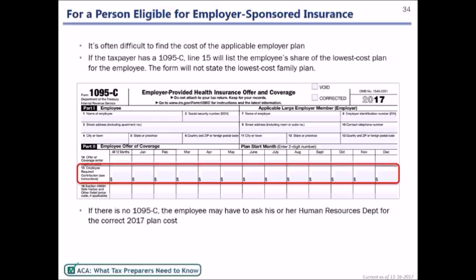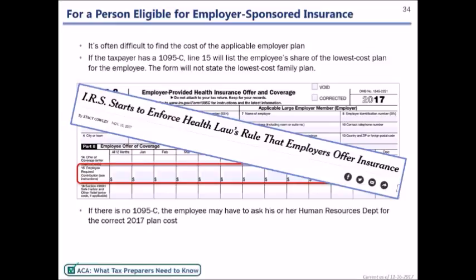And the 1095-Cs, I think, will start to get a lot better, because there was just this headline in the New York Times: the IRS starts to enforce health law's rule that employers offer insurance. So the IRS is now sending out notices from 2015, yes, 2015, to employers whose employees qualified for premium tax credits, saying, why weren't you offering them affordable coverage? So those letters are going out now. So I think the quality of the 1095-Cs might get a little better.